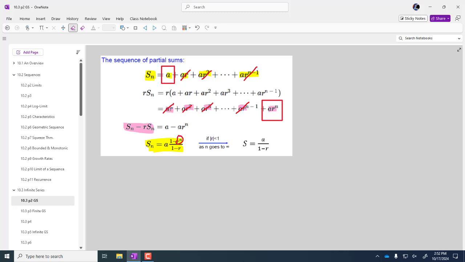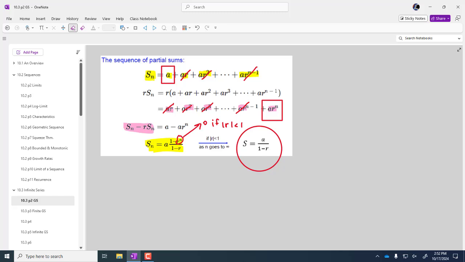But if the magnitude of r is under 1, what does this go to? r to the n goes to 0. So this is going to go to 0 if the magnitude of r is less than 1. And if that's 0, then we're left with this simple little result, a over 1 minus r.